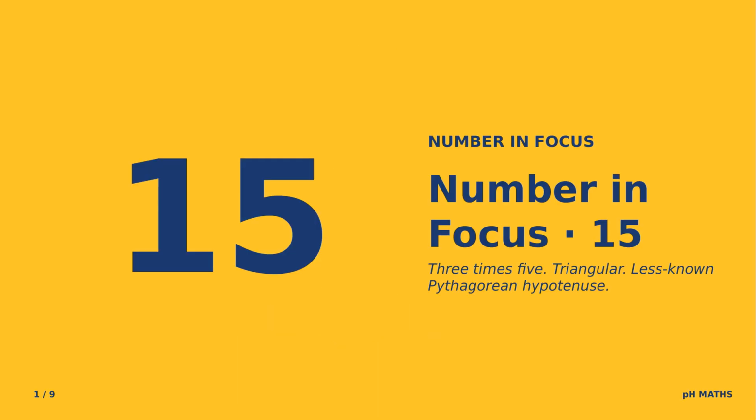Hello, welcome to PH Maths. Number in focus: 15. 15 is 3 times 5, the fifth triangular number and the leg of the lesser known 8, 15, 17 Pythagorean triple. By the end of this video, you'll see why 15 is one of the most mathematically rich small numbers and exactly where it hides across the GCSE Higher paper.